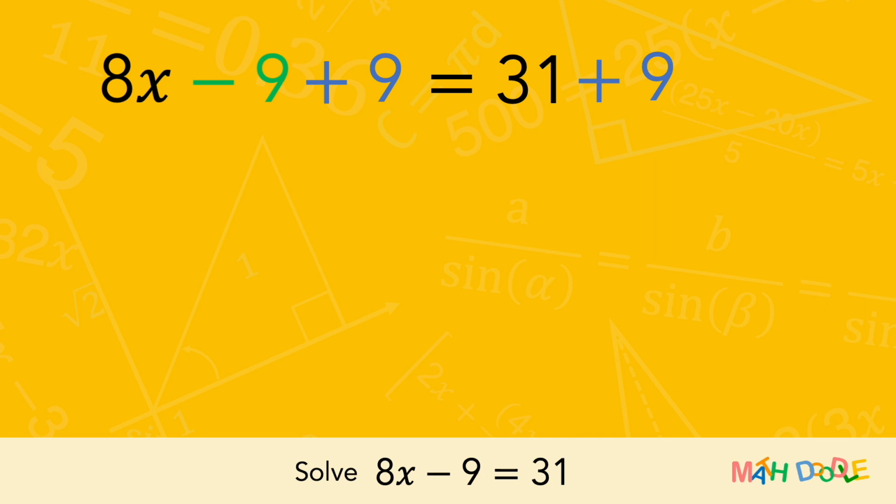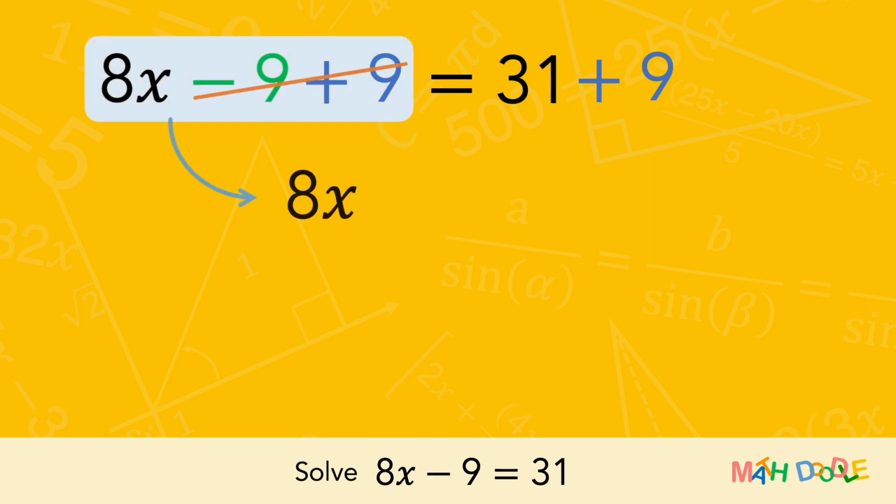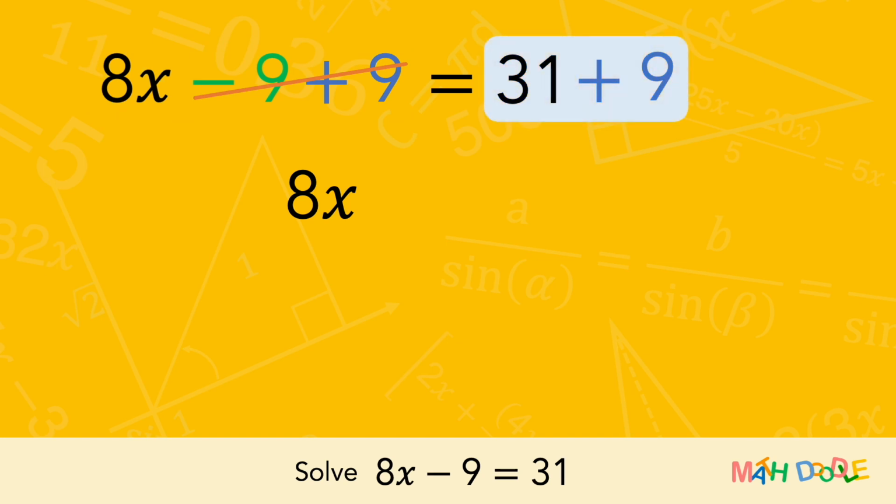After adding 9, the left side of the equation is simplified to 8x. Then, let's simplify the right side of the equation. 31 plus 9 is 40. We now have a new equation, 8x equals 40.